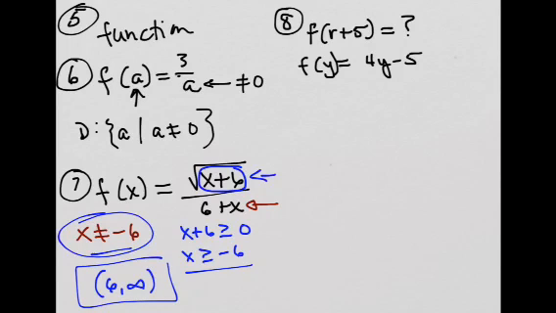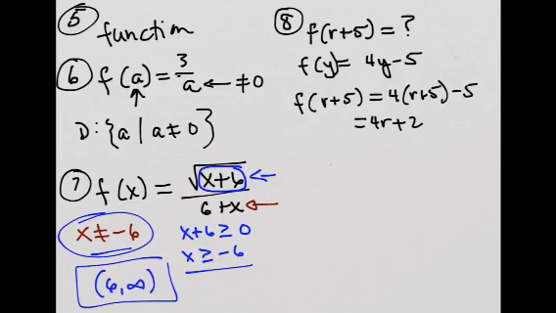Okay, so we're evaluating the function f of y for f of r plus 5. What that means is that we're going to take f of y, and wherever you see a y, you're going to replace that with r plus 5. So this would be 4 times r plus 5 minus 5. So this is 4r plus 20 minus 5. This becomes 15. So then it equals 4r plus 15.